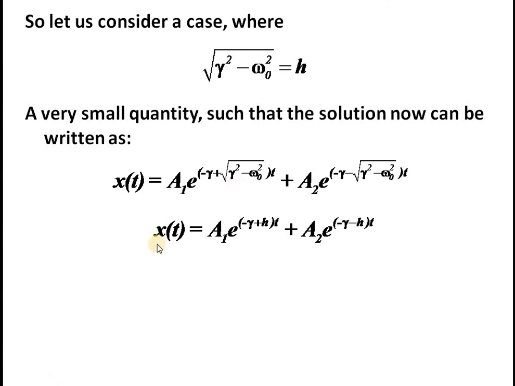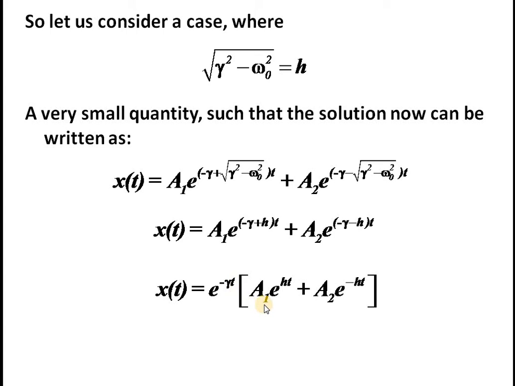So when you put h here, we can write x of t is equal to a1 e raised to minus gamma plus h t, and the second term will be a2 e raised to minus gamma minus h t, for h a very small quantity. We can imagine that gamma is almost equal to omega 0, so that the difference is a very small value. Then what can we do? Here you can see e raised to minus gamma t is common in both terms, so you can take it outside.